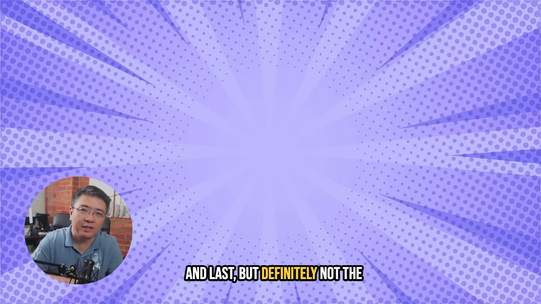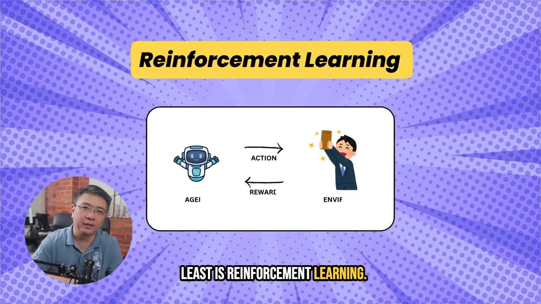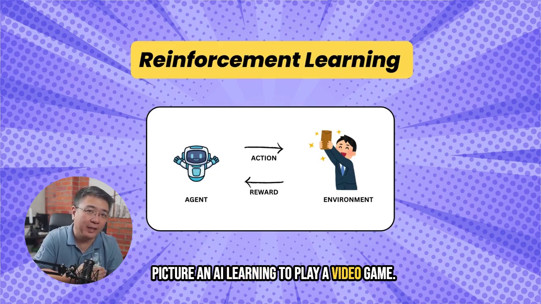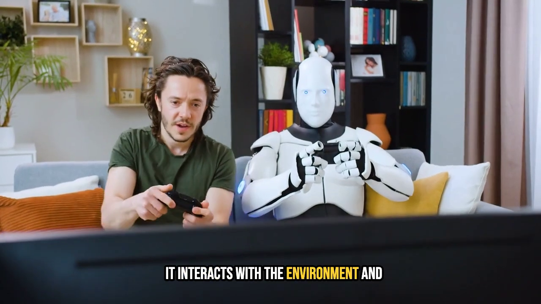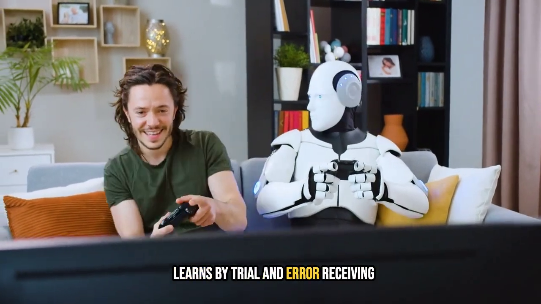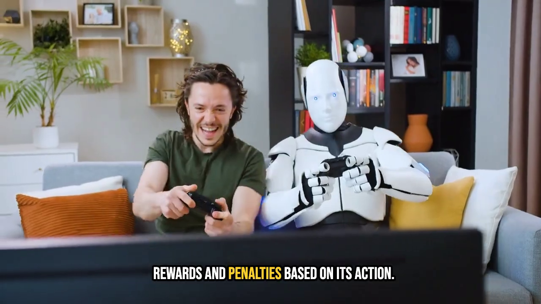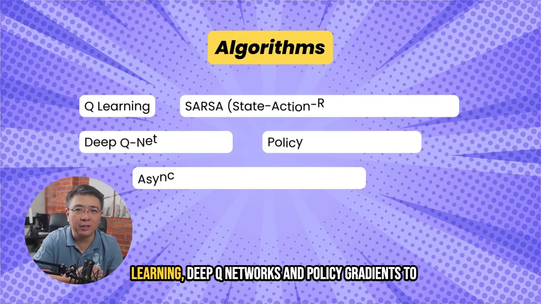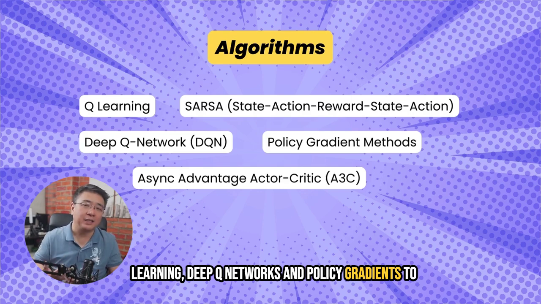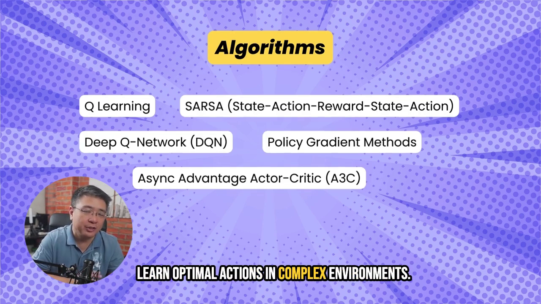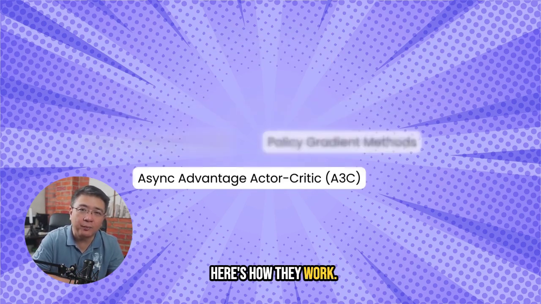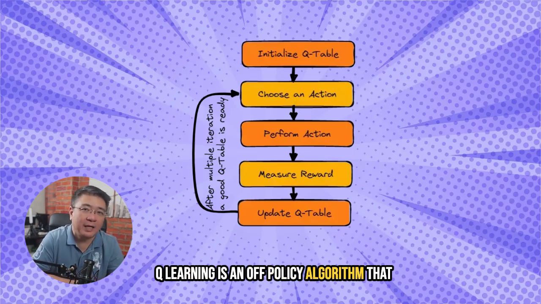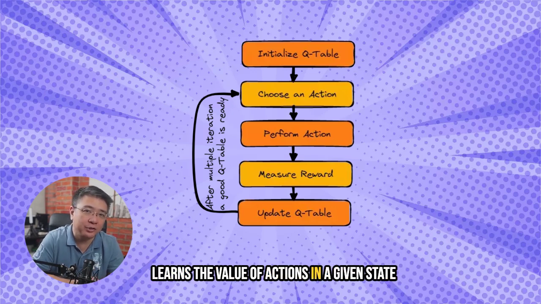And last but definitely not the least is reinforcement learning. Picture an AI learning to play a video game. It interacts with the environment and learns by trial and error, receiving rewards and penalties based on its action. Reinforcement learning uses techniques like Q-learning, deep Q networks, and policy gradients to learn optimal actions in complex environments. Here's how they work. Q-learning is an off-policy algorithm that learns the value of actions in a given state and chooses actions based on these values.